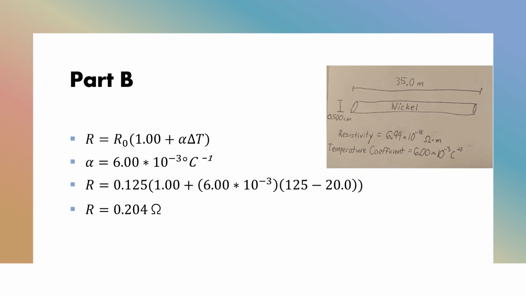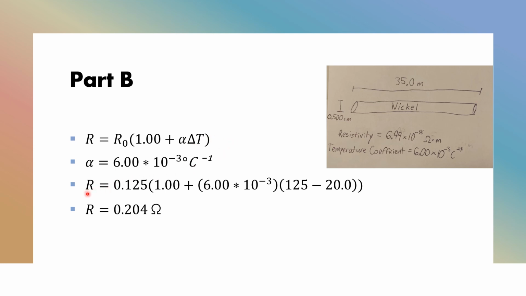Moving on to part B, we must now use the third equation that was listed in order to find the resistance of the wire at 125 degrees Celsius. Unlike part A, we already know the value of all of the variables within the equation. For initial resistance, we measured in part A that it is 0.125 ohms. For temperature coefficient, we are given in the problem that the temperature coefficient equals 6.0 times 10^-3 degrees Celsius^-1. And for change in temperature from 20 degrees Celsius, we just do the simple calculation of 125 minus 20.